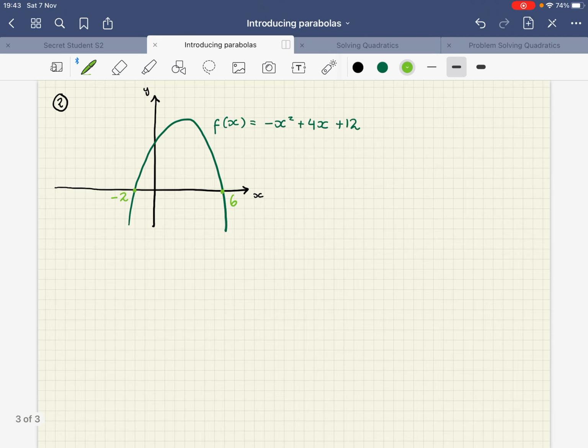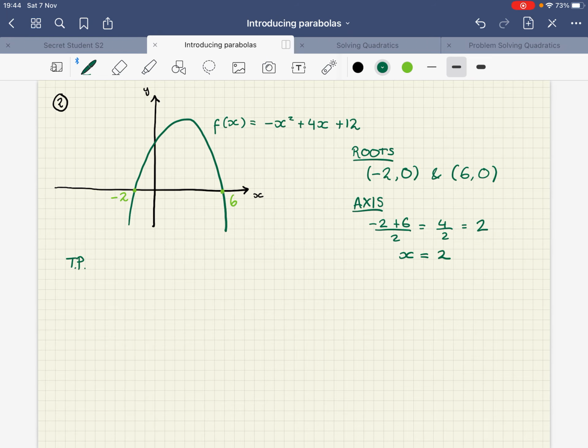So this one here, asking the same detail. Now this looks a little bit different. This time it is upside down. The reason why is because we have a negative x squared. That makes it go upside down like that. But the idea is still the same. So to begin with, my roots, I have that -2, 0, and 6, 0. My axis of symmetry, find the number in the middle, and divide by 2. So my axis of symmetry is x equals 2.